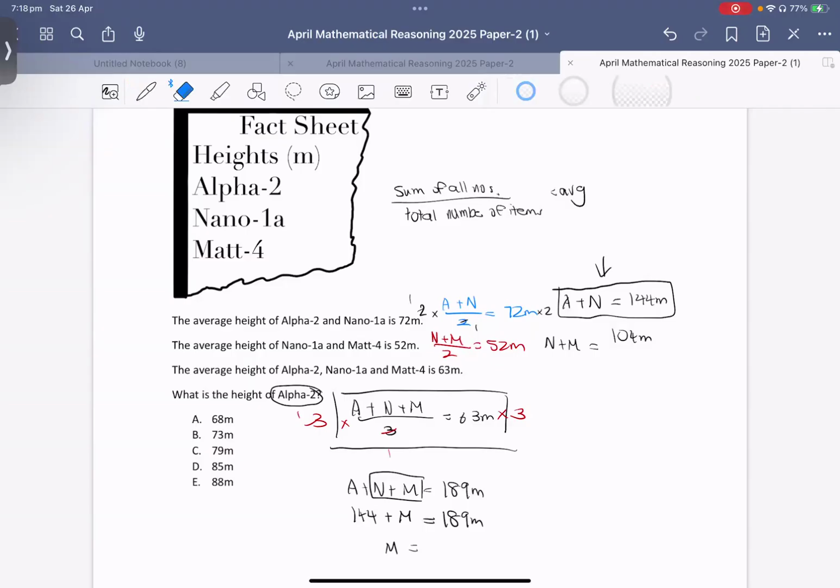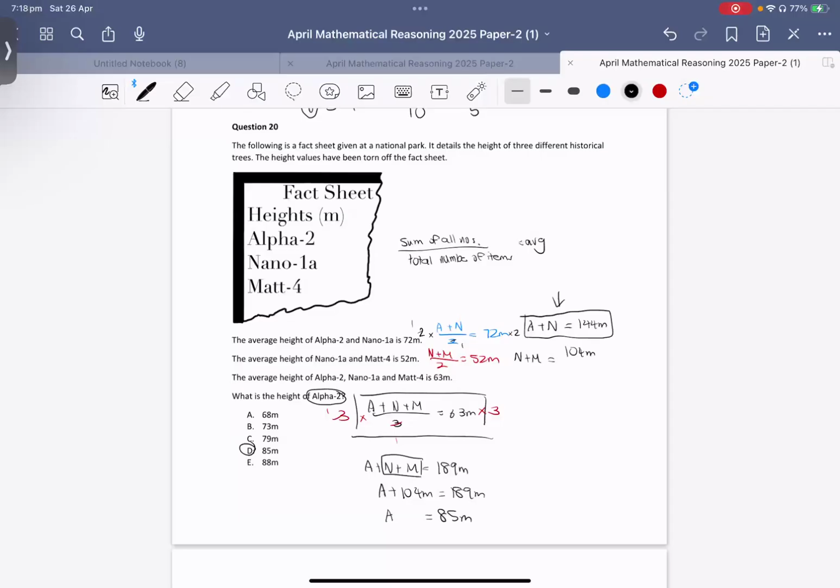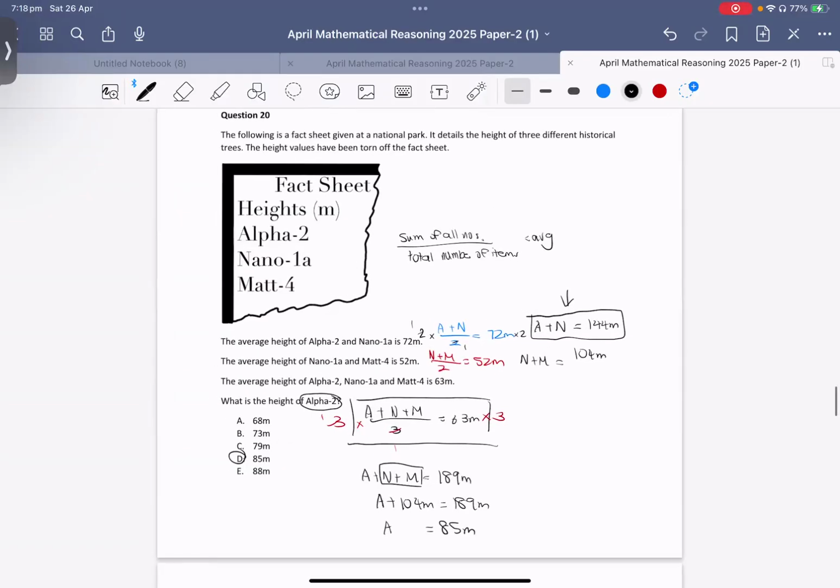Okay, so now we can substitute n plus m. So alpha plus 104 meters is going to give us 189 meters, and alpha would just be 85 meters, which is D for this question. That's a better way to do it, isn't it? So how I would recommend you do this is to be good with your averages, but also know which ones to pick. A lot of people just do things for the sake of it, but please have a think: what do I need? Will this actually help me? In this case, this first one actually didn't really help us at all. We only needed the second one here.